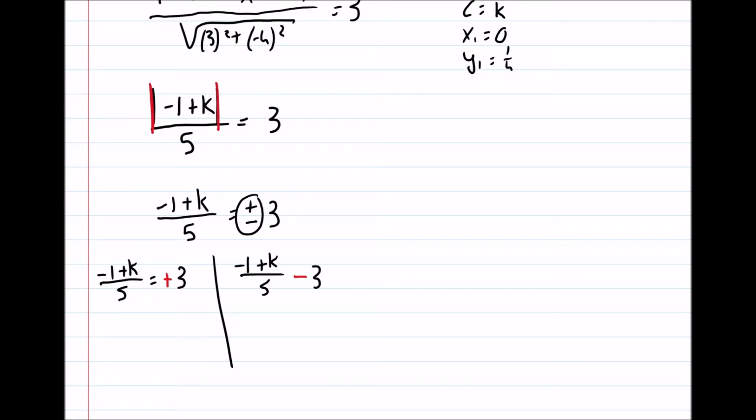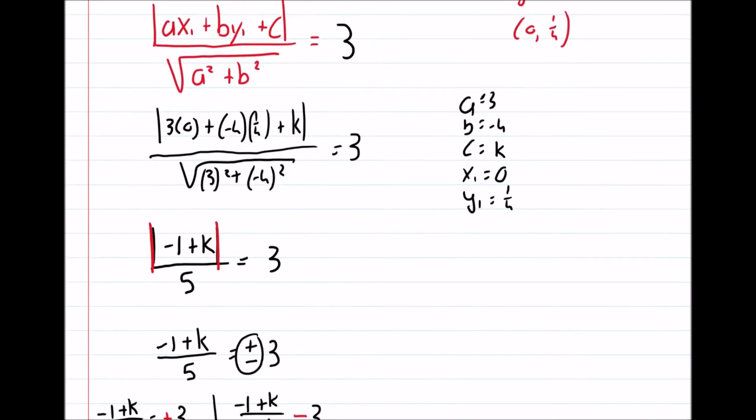And that would be k multiplied by 5 on both sides. We get minus 1 plus k equals 15. So k equals plus 1 for both sides, 16. And over here then we have minus 1 plus k, and we multiply by 5 on both sides, and we get minus 15 plus 1 to both sides. We get k equals minus 14.